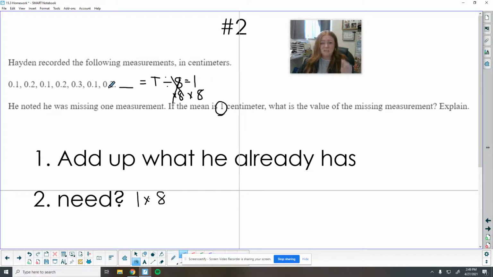So we add it up. This is what he has so far. This is what he needs. So 1 times 8 is 8.